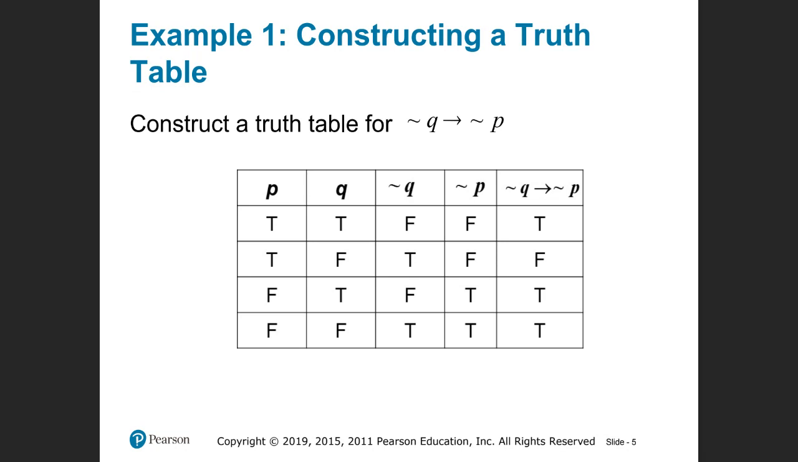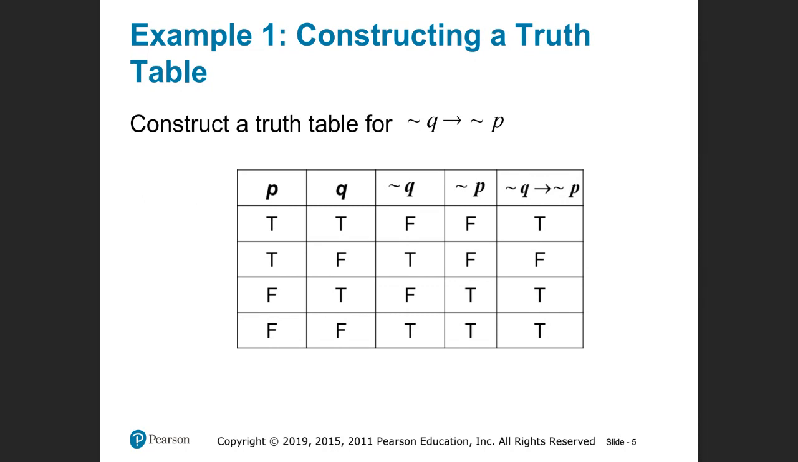In this example, we are going to construct a truth table for not Q, if and only if not P. So as we did before, we list P and Q. We're also going to list not Q, which means we just take the negation of all the values of Q. We list not P, taking all the negations of P.